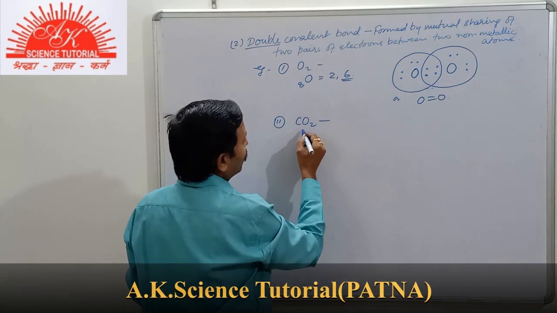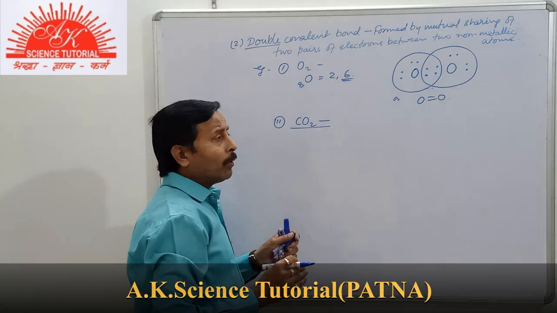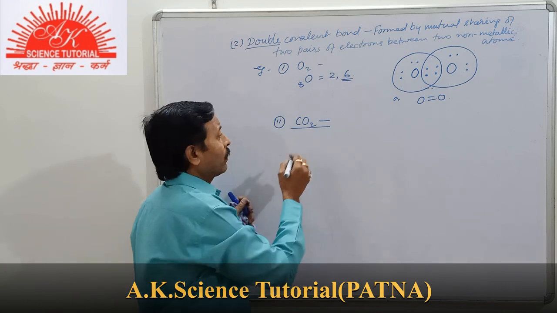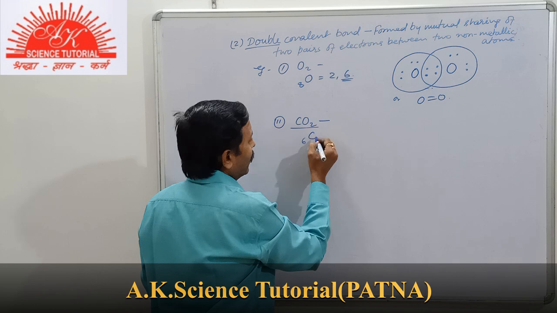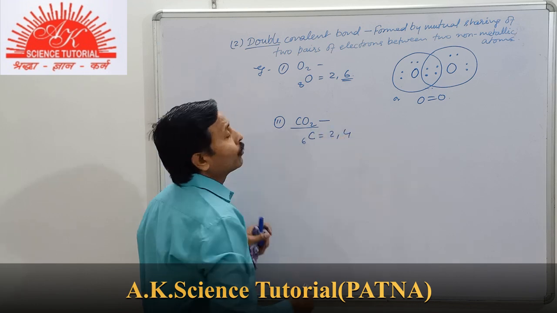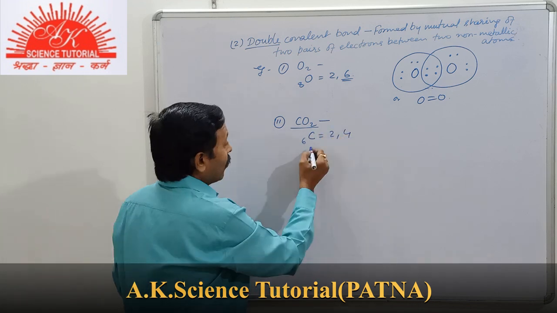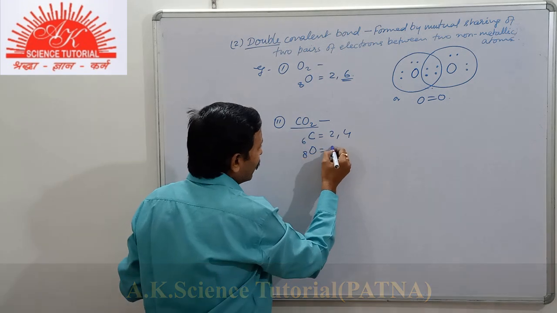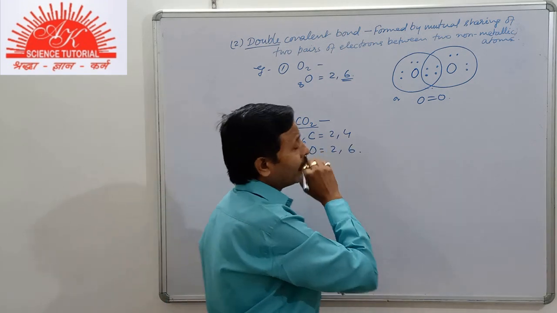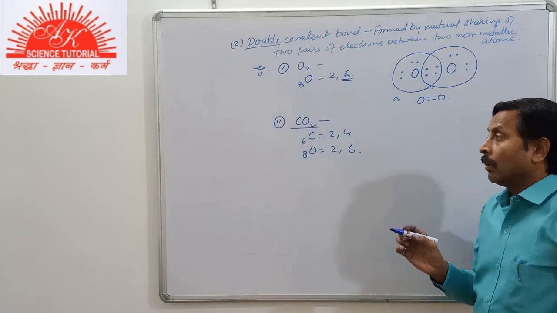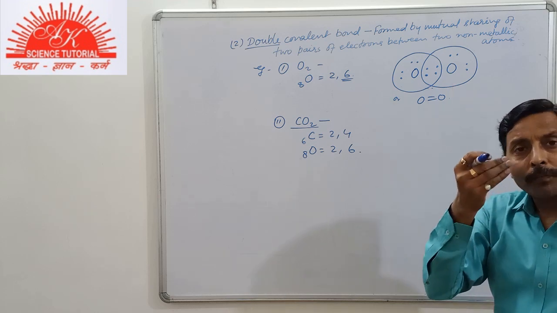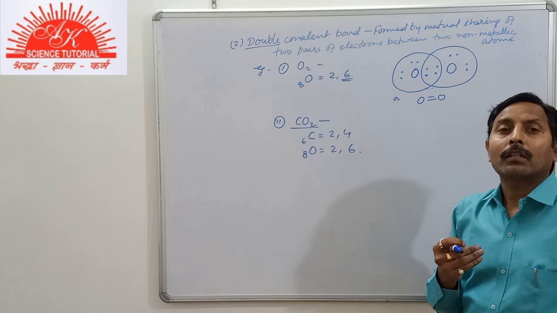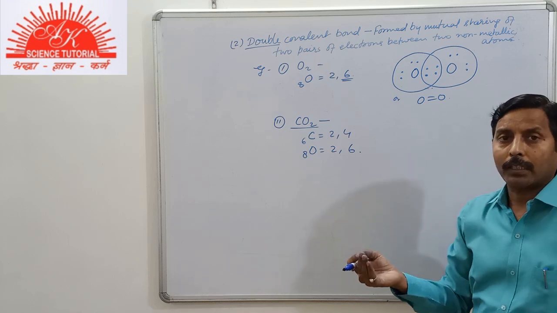CO2. This time again you will proceed with the similar points, similar method. Like carbon, atomic number 6, configuration 2,4. Oxygen, atomic number 8, configuration 2,6. Now here you can see, like in single covalent bond, on the basis of number of electrons required, they take part in sharing with another atom.